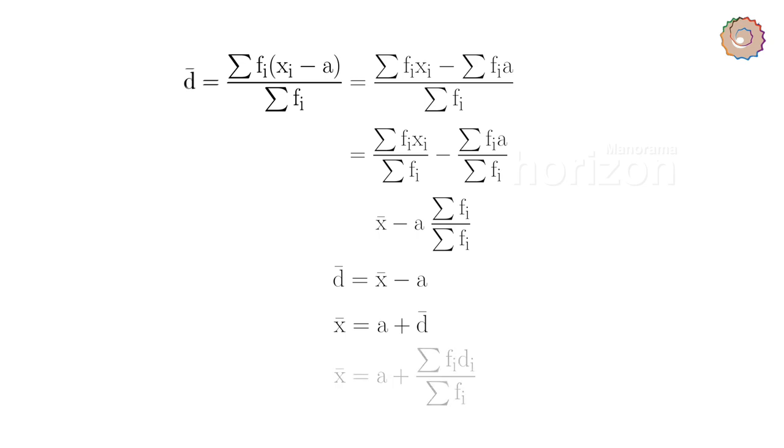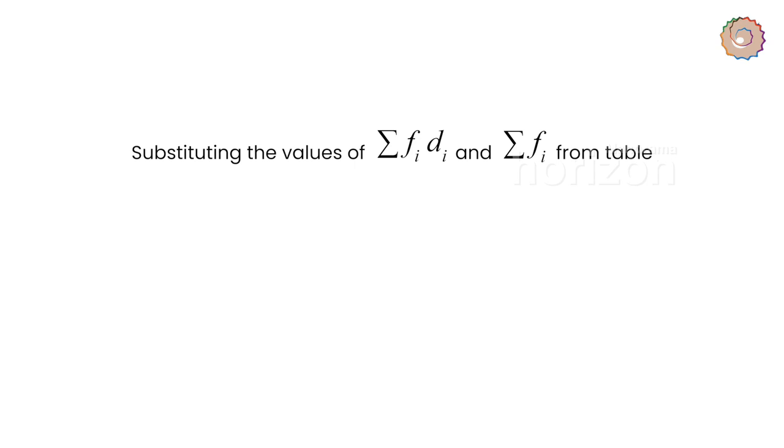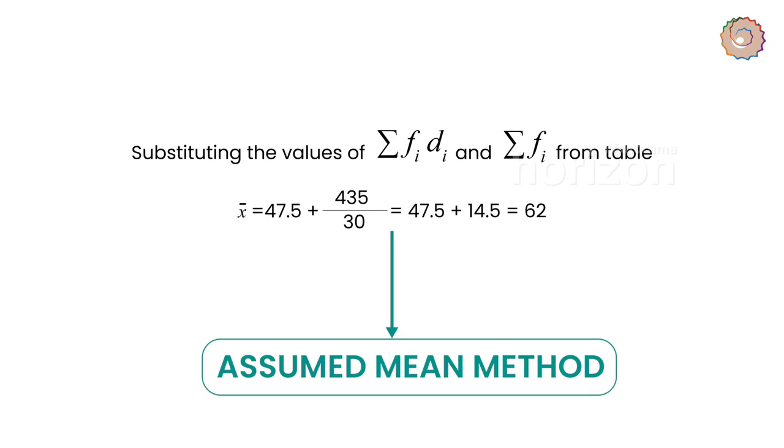D bar can again be written as sigma fi di divided by sigma fi. Therefore, we get x bar is equal to a plus sigma fi di divided by sigma fi. Substituting the values of sigma fi di and sigma fi from the table, we get 62. Therefore, the mean of the marks obtained by the students is 62. This method of analyzing the mean is called the assumed mean method.